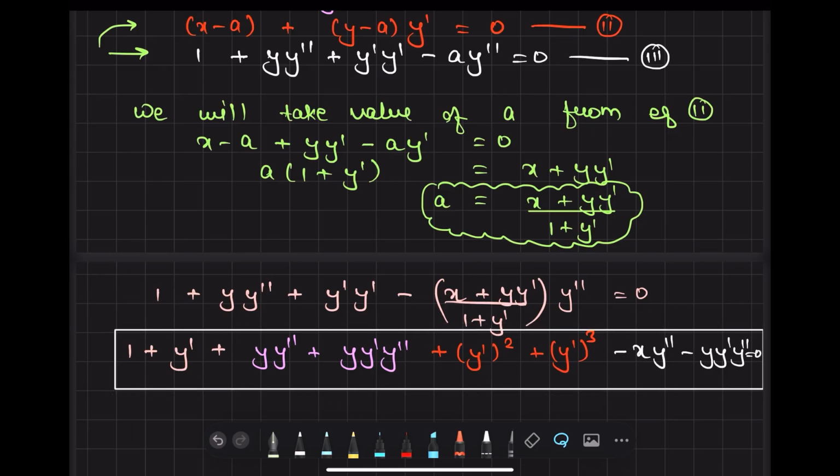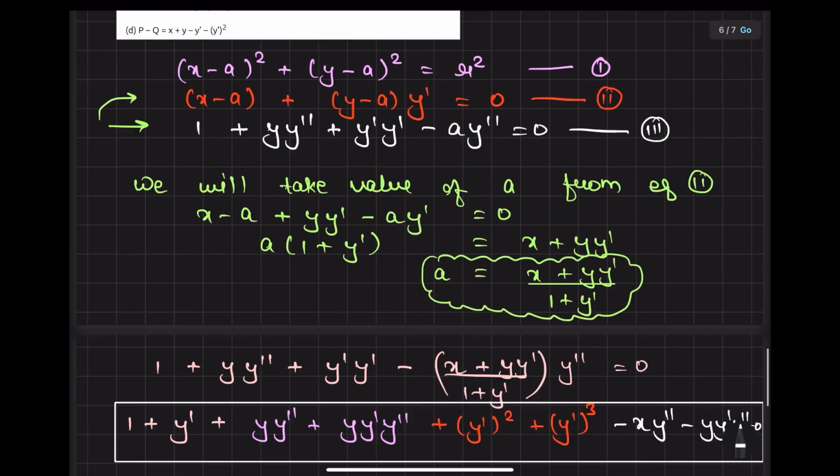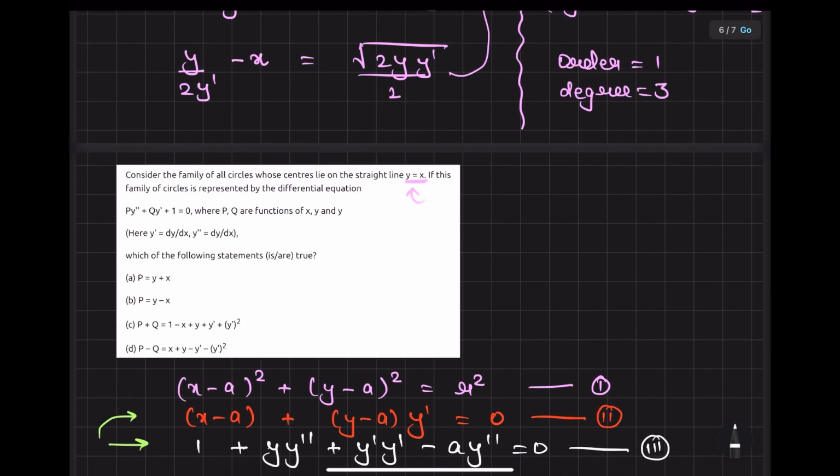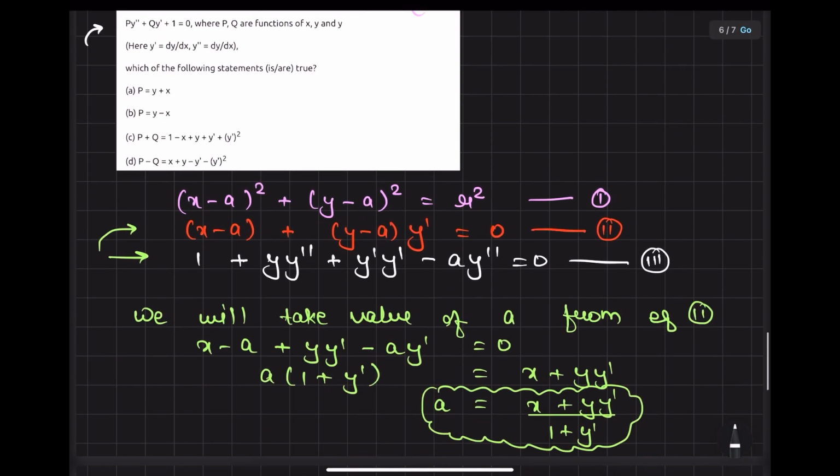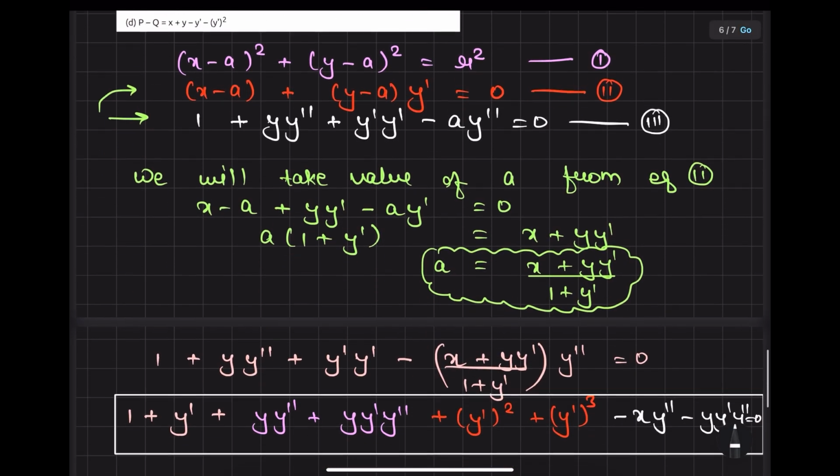Okay, now look at this. If this family of circles is represented by the differential equation, this means we have to write y double dash, then y dash, and then p and q, and then we have to find out the combination of p and q. Okay, we will do that. So we have to find out y double dash and y dash.